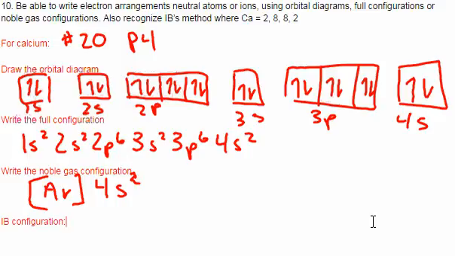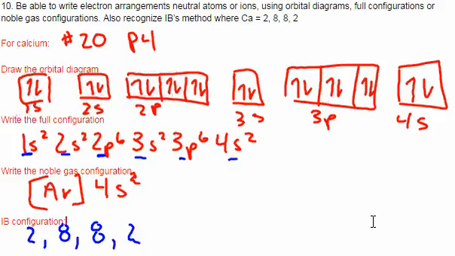And then the IB configuration, the way they came up with the 2882 is they look at each energy level. Energy level 1 has just 2 electrons in it. Energy level 2 has 2 plus 6, or a total of 8 electrons. Energy level 3 also has 8 electrons, and energy level 4 has just 2.